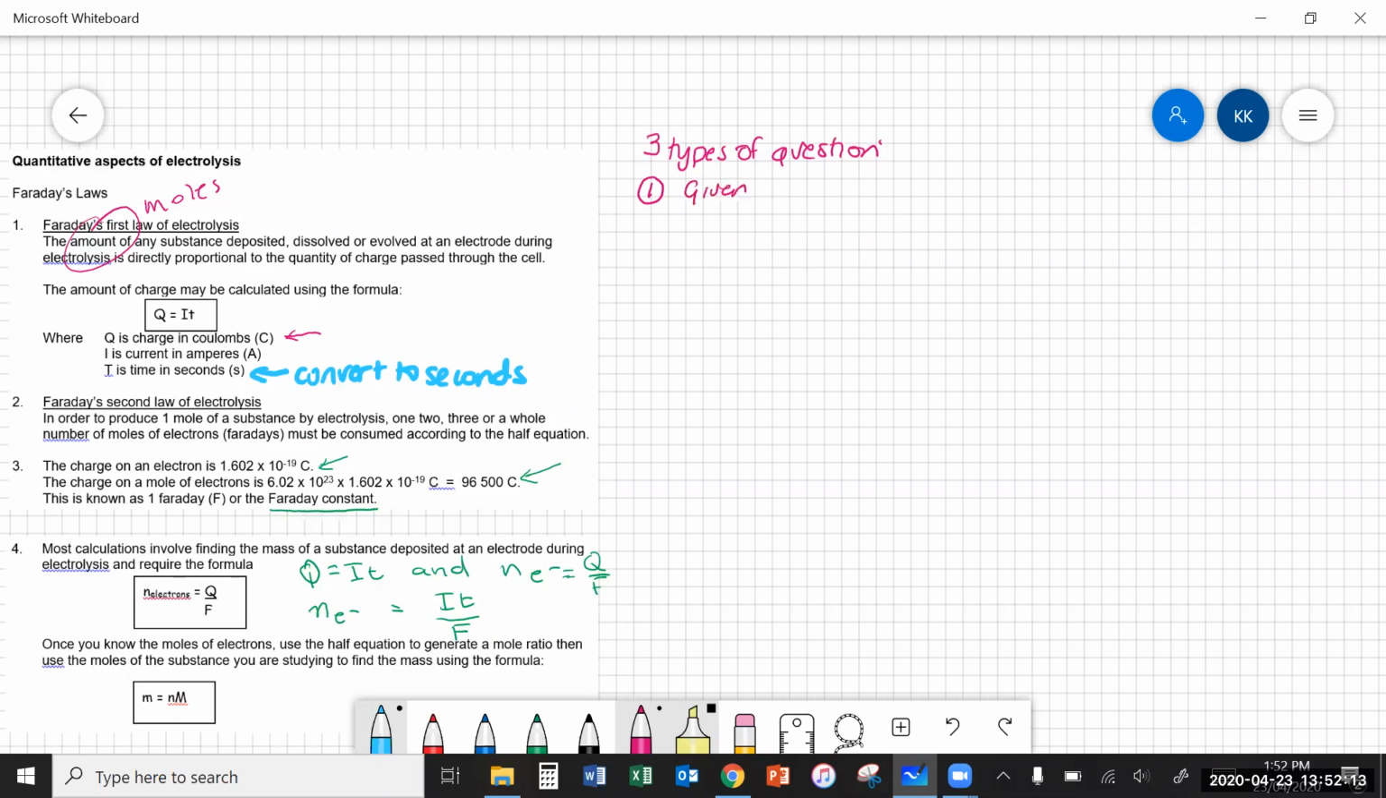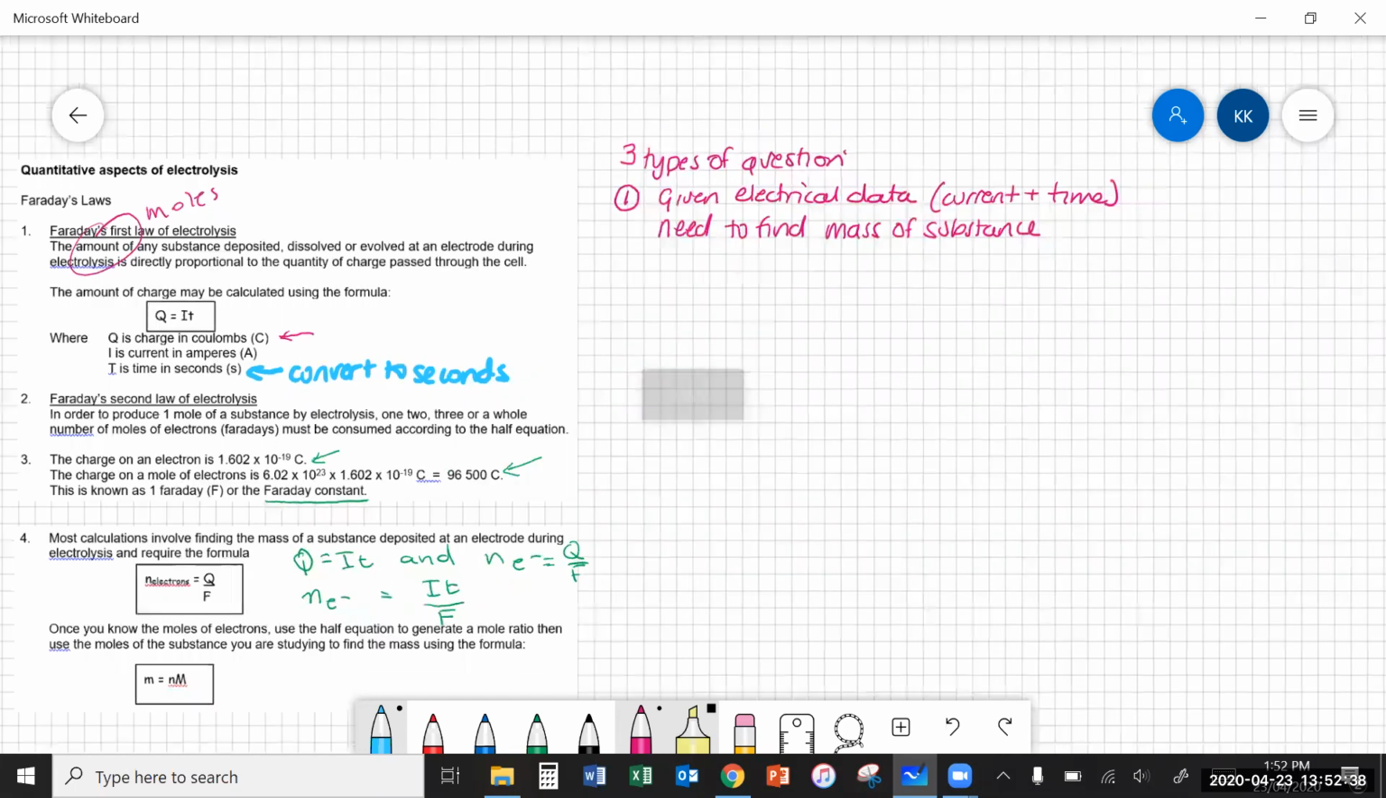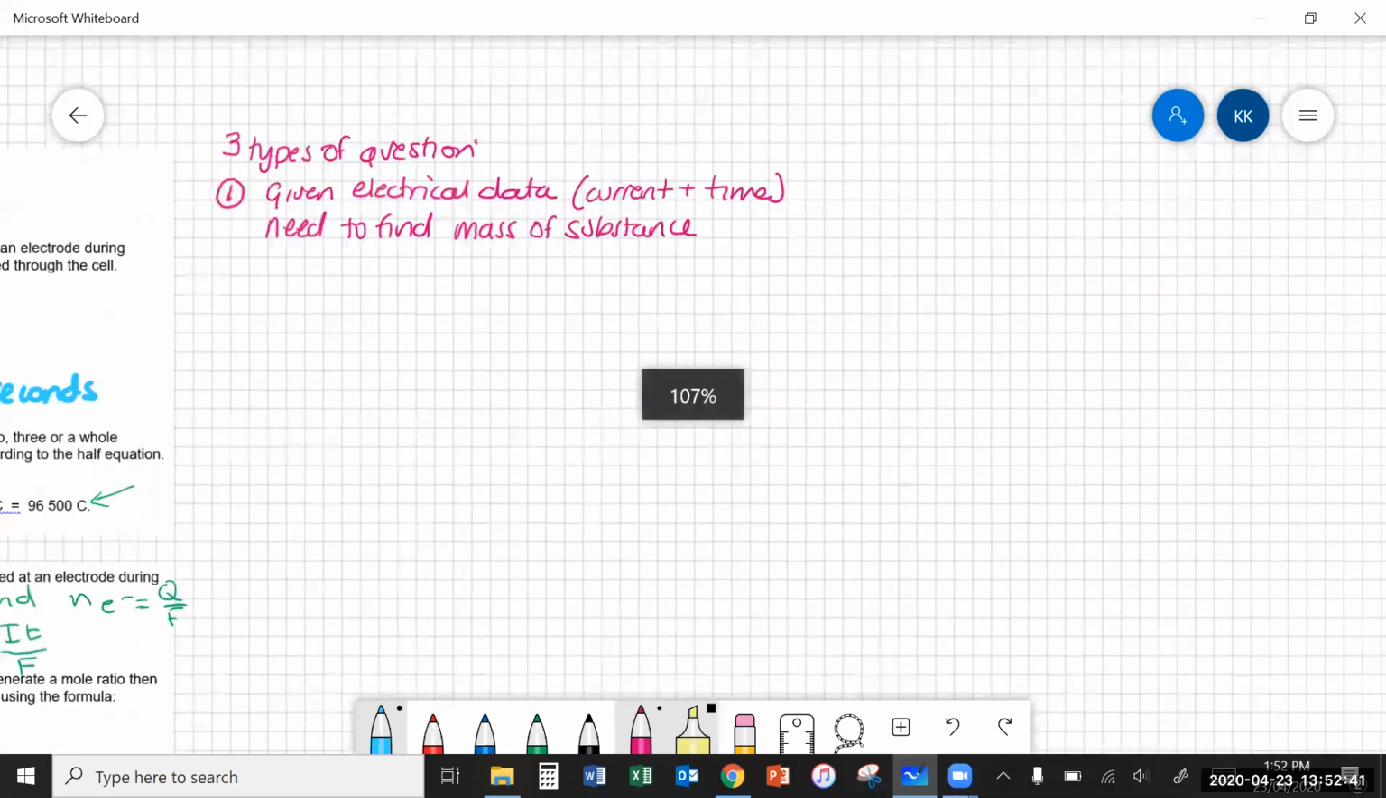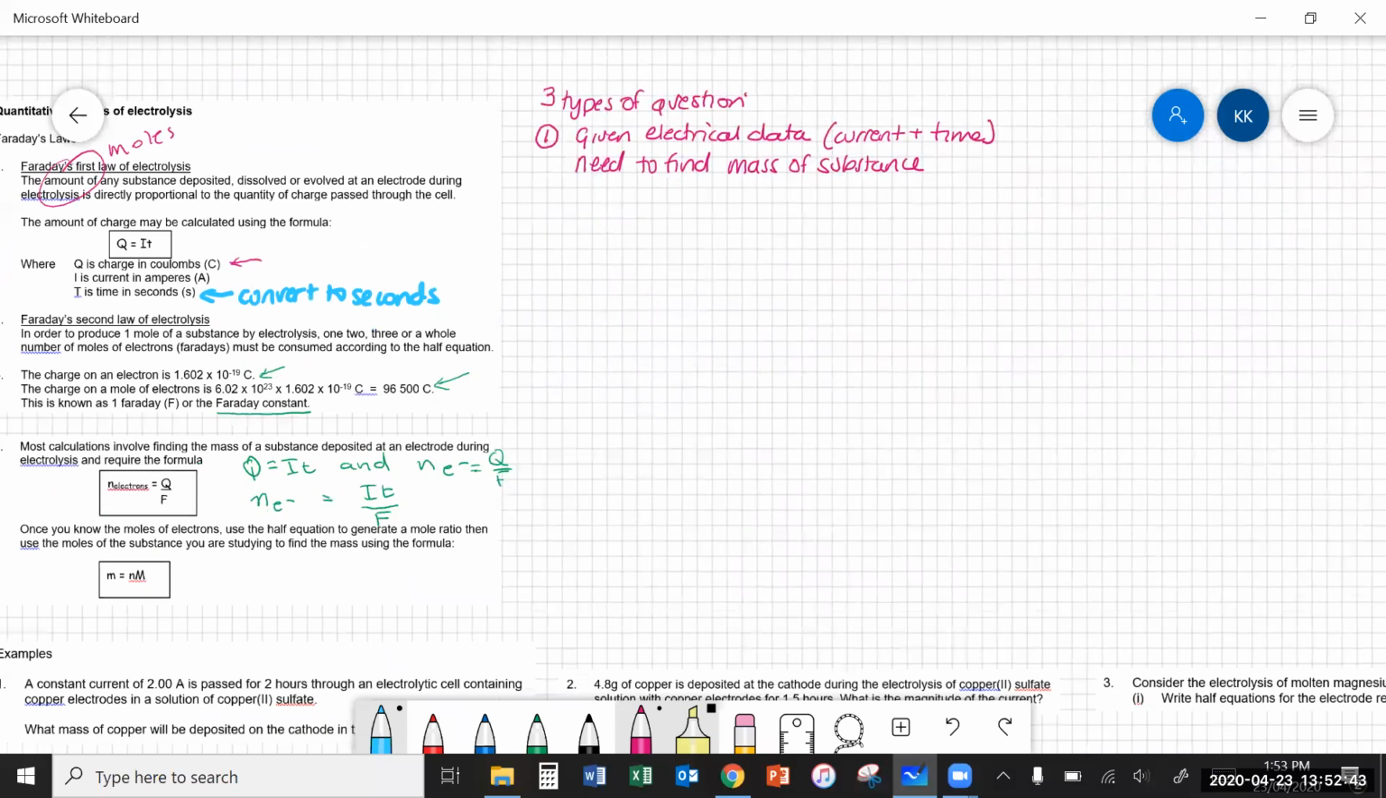So you're given electrical data, and you need to find the mass of a substance formed. Or it might be the mass of the substance missing from an electrode as well. Usually the questions are the mass of a substance deposited at an electrode.